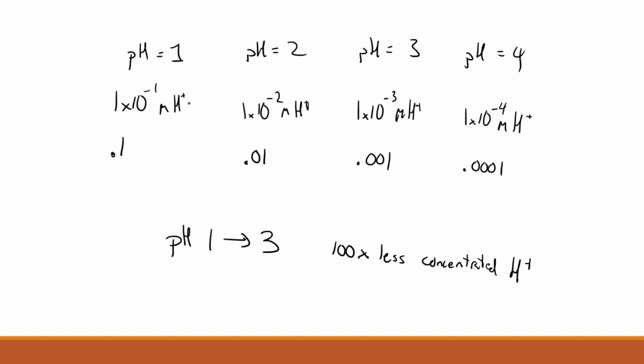It's not a tenth. I gotcha. It's not a relationship where the pH is a tenth of the concentration, because if that was the case, this would just be 0.2, this would just be 0.3, and this would just be 0.4. But that's not the way the numbers play out. The pH scale works on factors of 10.